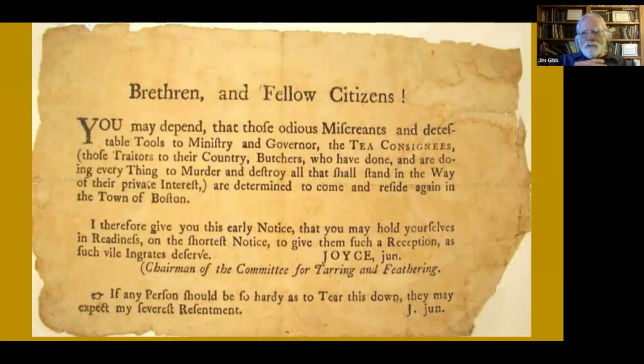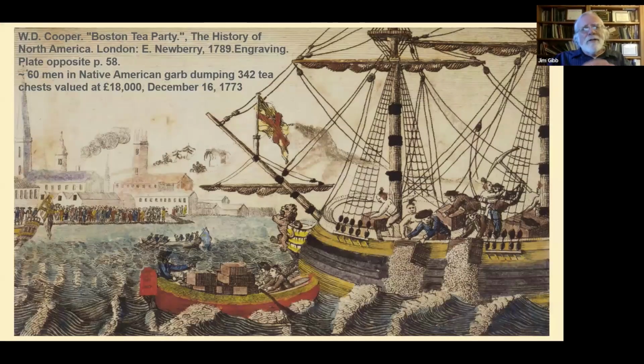And that's by somebody named Joyce, Jr., and in parentheses, chairman of the committee for tarring and feathering. I don't know if that's an official committee exactly, but, and then there's a little note at the bottom saying, anybody who tears these posters down will be on my wrong side. Again, I've said this before, there's a lot of bullying going on during the American Revolution, a lot of vigilantism. It wasn't smooth sailing. And speaking of sailing, we have this image.